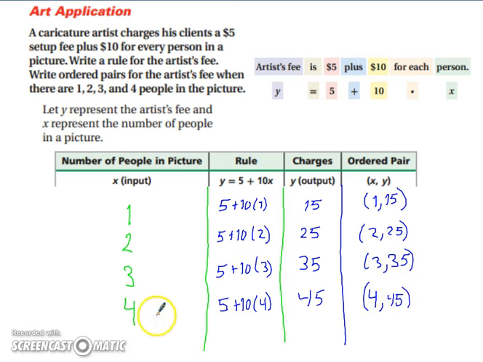So you have an input. You can input your value into your equation, which you can think of as a rule, and then it gives you an output. It gives you an answer, which helps you make an ordered pair, your XY coordinate.